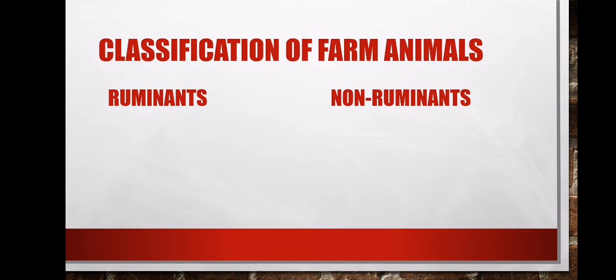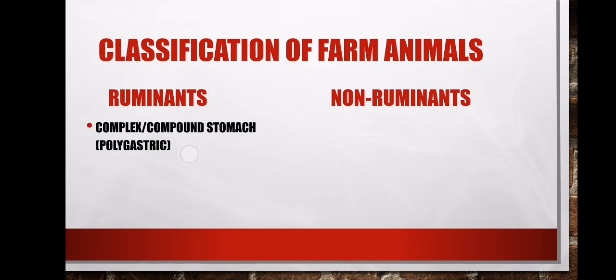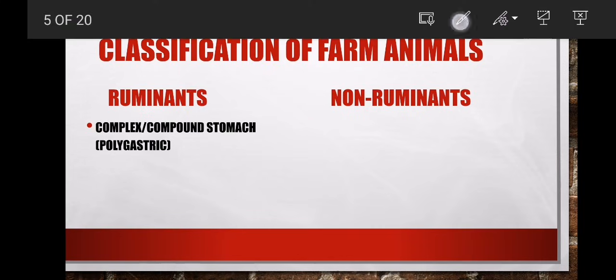Let us look at these differences. When we classify farm animals, we classify them into two, good people. We have ruminant animals and non-ruminant farm animals. Let us look at the difference here. When we look at ruminant animals, we say these are animals that have a complex stomach. In some cases, you'll find that they will say they have a compound stomach. We can also say they have a polygastric stomach.